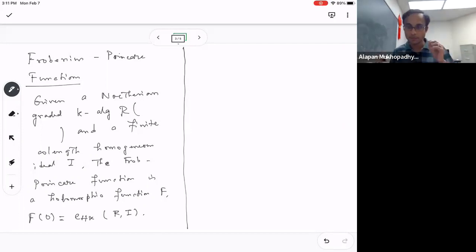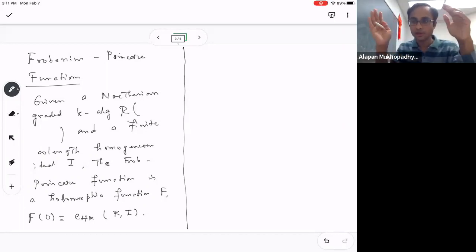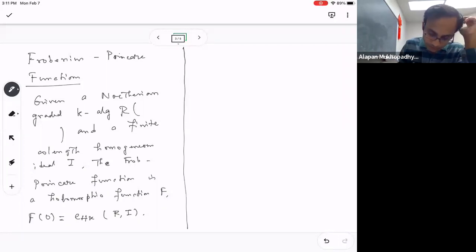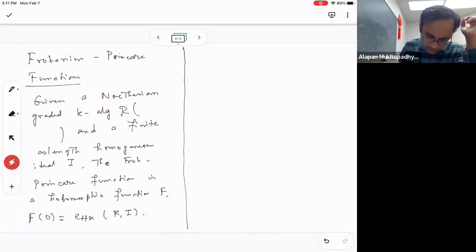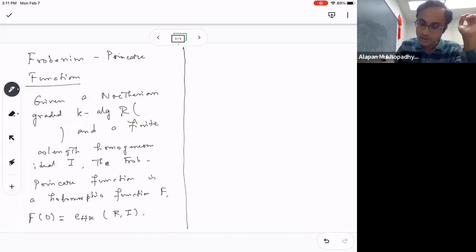So this is a very rough overview of what Frobenius-Poincaré functions are. Now I'm going to tell you what Frobenius-Poincaré functions are precisely. To motivate the definition, I'll choose a concrete setup. I haven't yet told you what I mean by a Noetherian graded K-algebra, but I'll do that probably in a second. I'm trying to motivate the definition of Frobenius-Poincaré functions now.